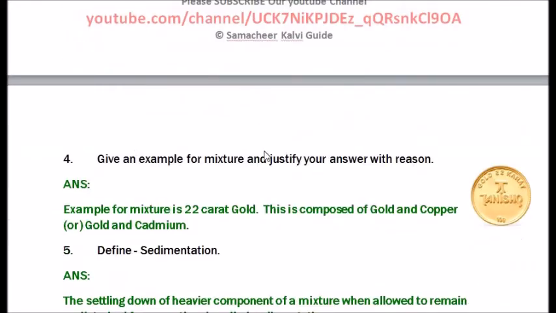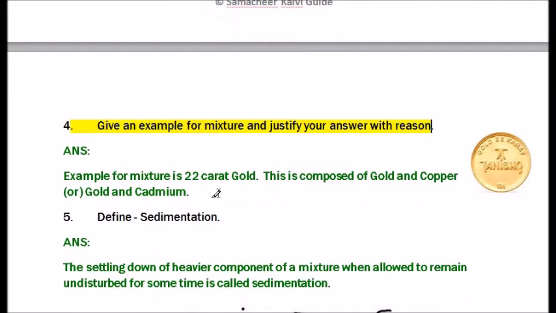Question number 4. Give an example for mixture and justify your answer with a reason. The answer is, an example for a mixture is 22 karat gold. This is composed of gold and copper or gold and cadmium.